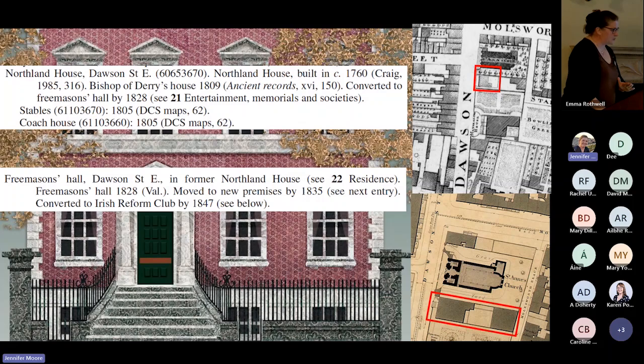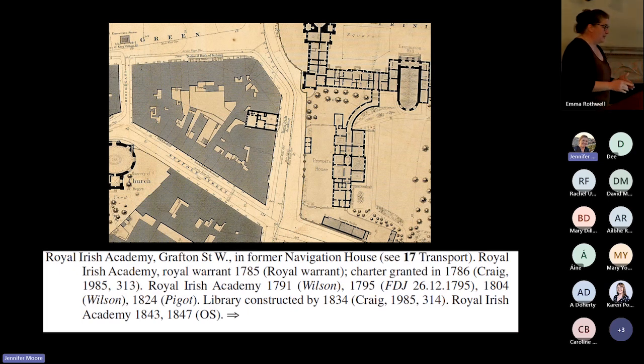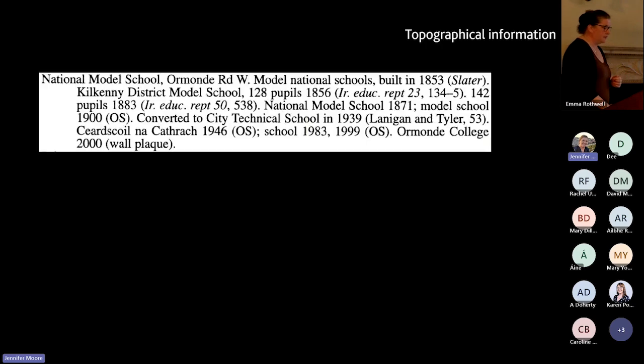It's a Freemasons Hall in 1828, moved to new premises by 1835, and at that point it was converted to the Irish Reform Club. Do we want to know about that? Yes, we do. So we can find out that information just a little bit further on in Entertainment, Memorials and Societies. And then from 1852, the Academy arrived here. So that's when the Reform Club moved on. And incidentally, before that point, this is where the Royal Irish Academy was based. It's opposite the Provost House, and this is the 1847 printed town plan. And you can see there it was founded by Royal Charter in 1785.